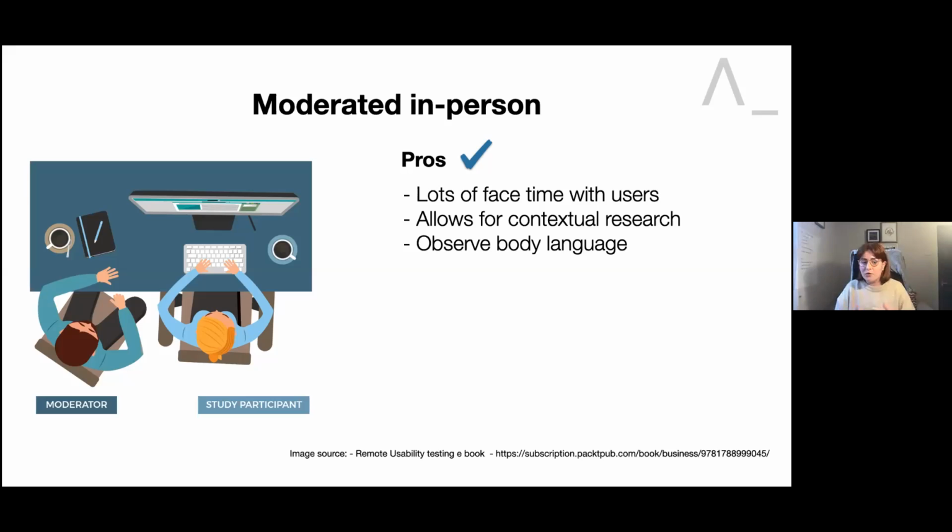And the third one really is around observing body language. And this is really key, especially because your users may not want to appear negative. And so they may say, yeah, I really like how this navigation is, I really like how I'm being able to move through the website. But you might be able to see that their body language tightens up. And that can be really important when we're actually analysing the results.